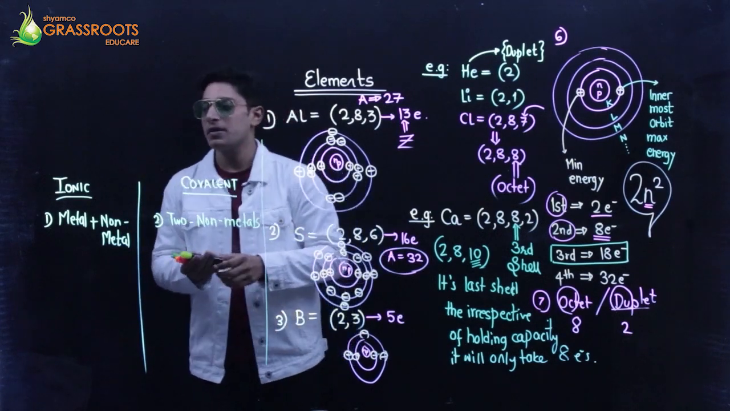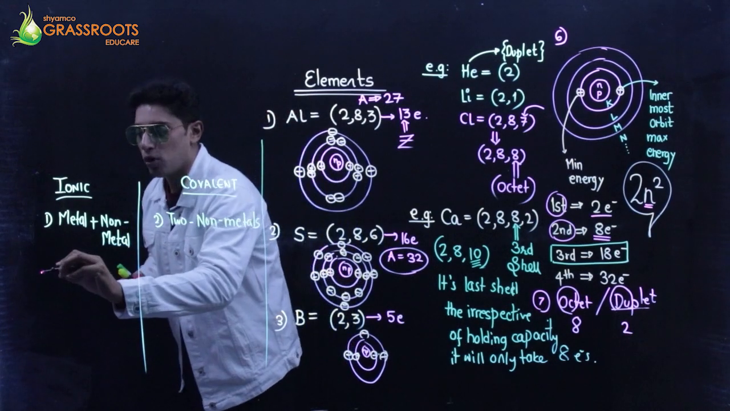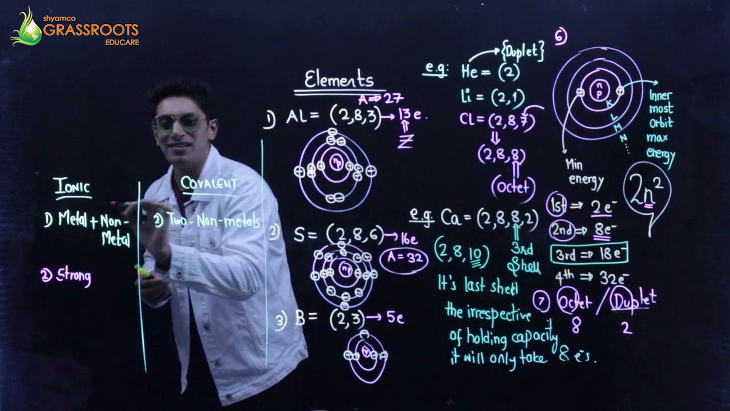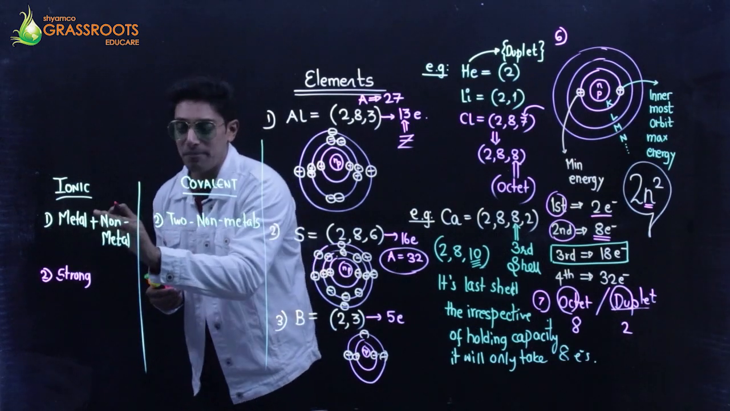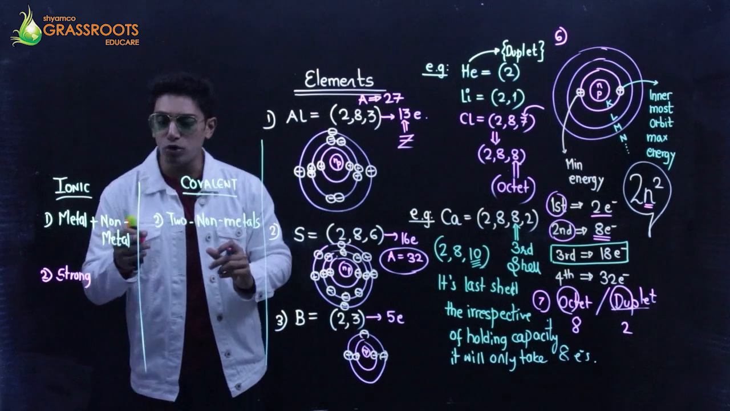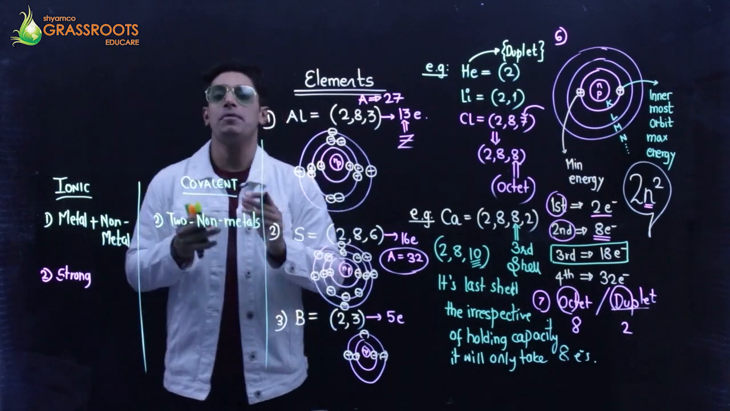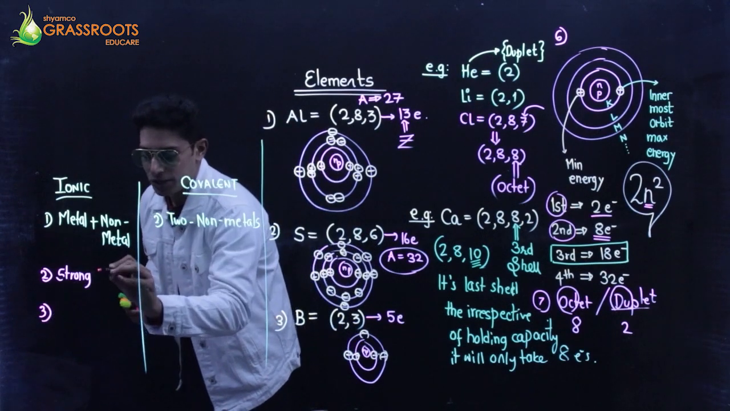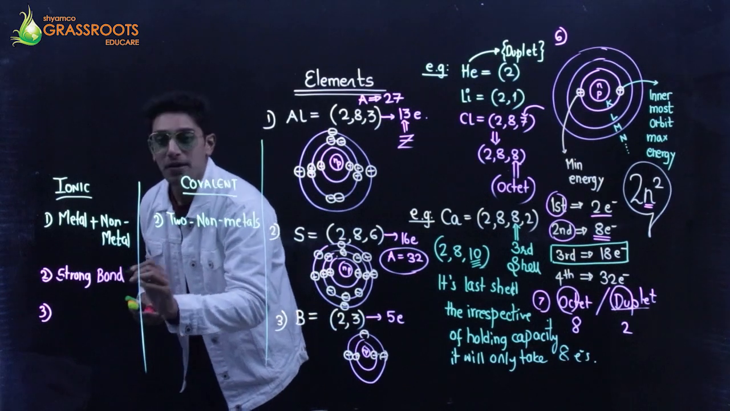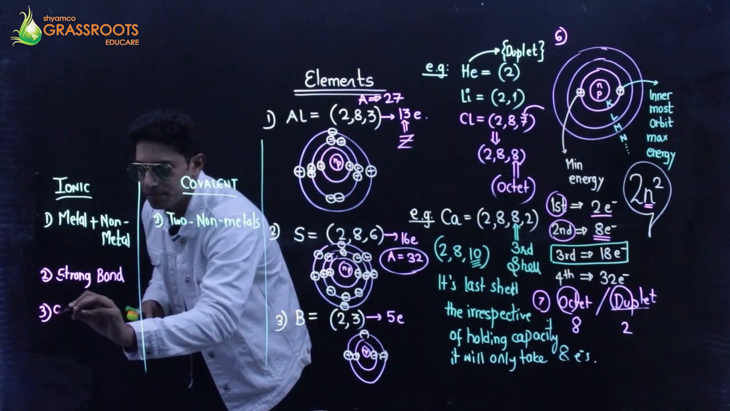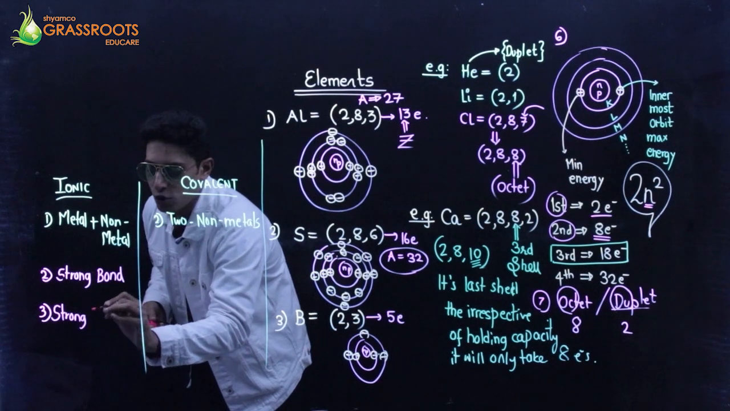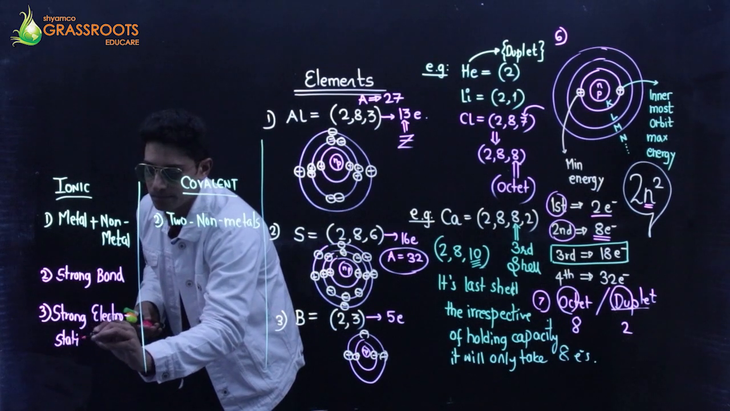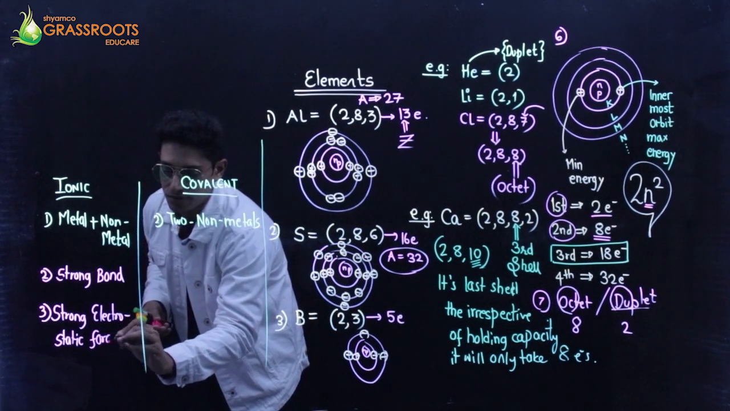Okay, the second pointer. Ionic bond is a strong bond in which a metal is held with a non-metal. Both of them are attracted to each other by a strong electrostatic force of attraction. So it's a strong bond, and this bond is formed between both of them by a strong electrostatic force of attraction.